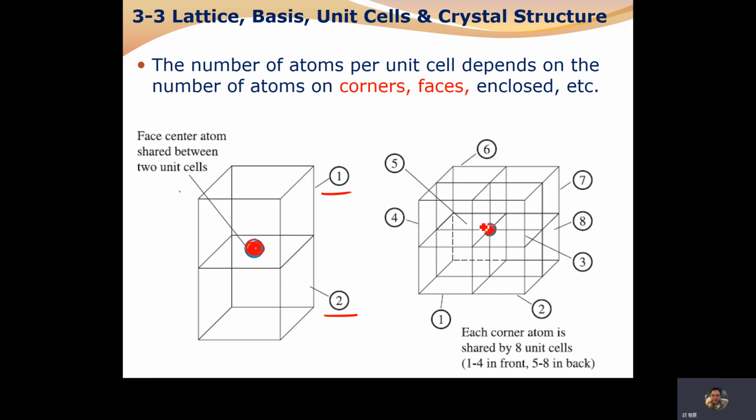Okay, and the fraction of this atom is 1/8 in each unit cell. It's 1/8 in each unit cell. Well, it's just a geometric game, right? It's not a big deal.